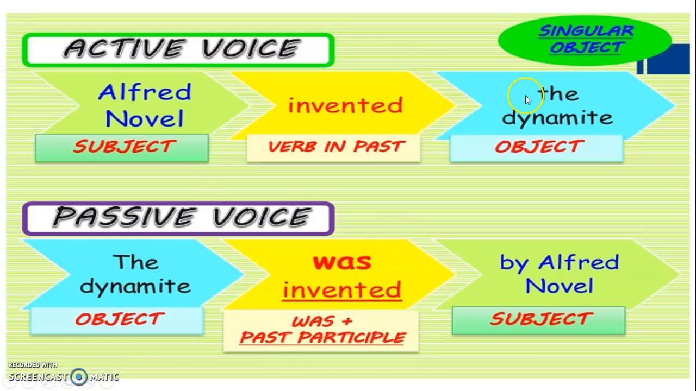So this is for singular. In the active sentence, the subject is Alfred Nobel. The verb in past tense that we have is invented. And the object we have here is the dynamite. So when we change it to a passive sentence, we put the object in front, which is the dynamite, plus the word was, because dynamite is singular, plus the past participle of the word invent, which is invented by Alfred Nobel.